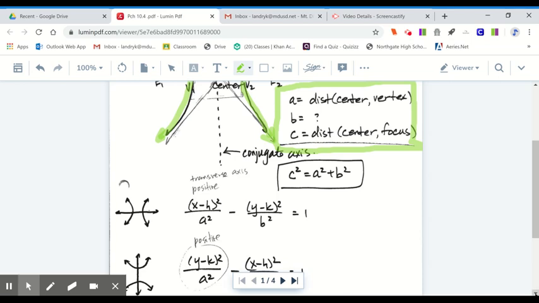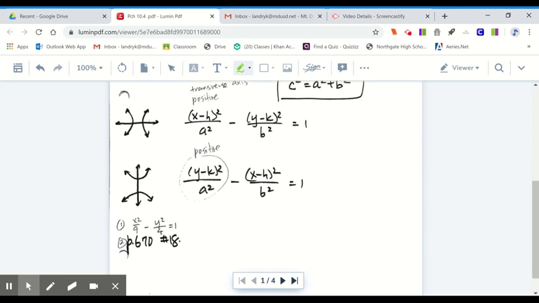Now, if the hyperbola opens upward and downward, then the transverse axis is vertical, and the vertical term is positive, and the vertex is on the vertical axis. So the y component becomes positive. So this becomes (y minus k) squared over a squared, because now the vertex is on the vertical axis, minus (x minus h) squared divided by b squared equals 1.